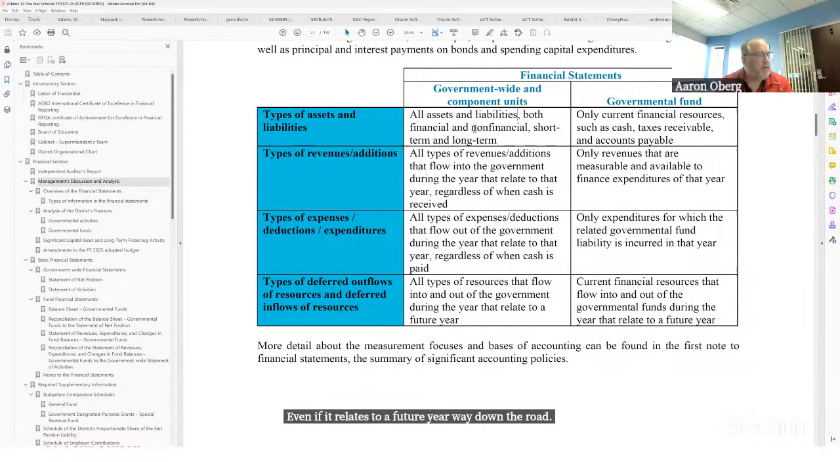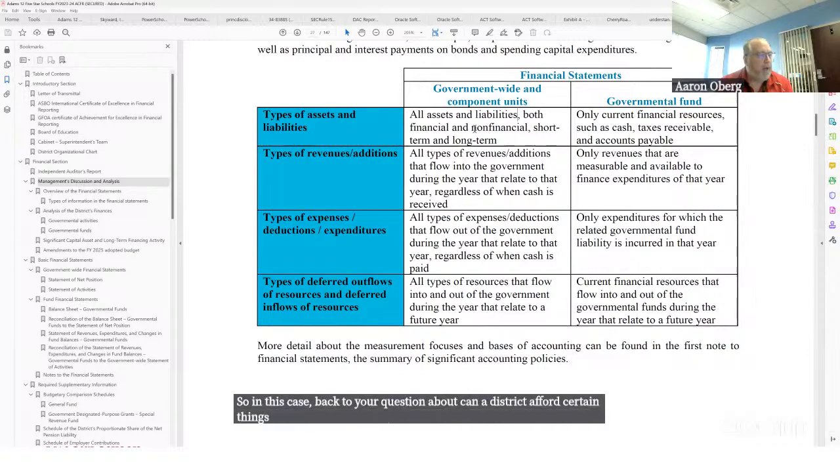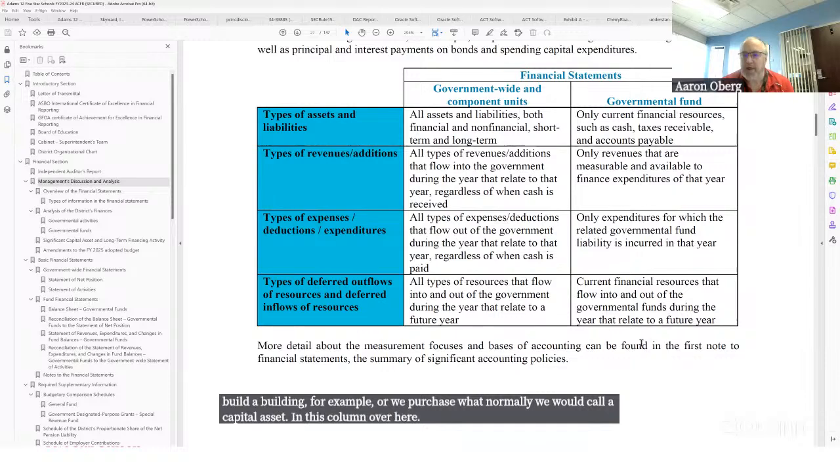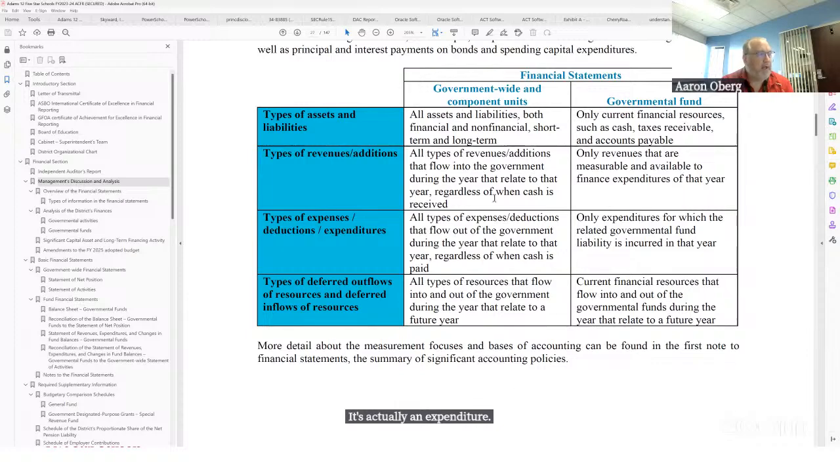So in this case, back to your question about can a district afford certain things, when we build a building, for example, or purchase what normally we would call a capital asset, in this column over here, it's actually an expenditure. But on this side over here, we would capitalize that asset and then depreciate it over a certain amount of time. Over here, we've used cash to build that building, and it's called an expenditure. So it's a huge difference. We've used current assets, cash, to build those buildings, and under this governmental fund structure, that's an expenditure.